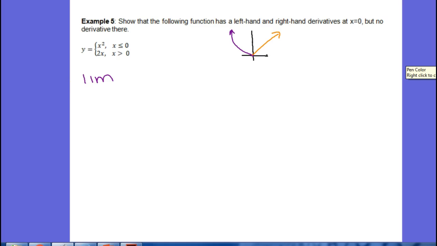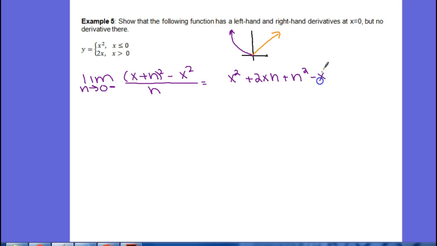So we have the limit as h approaches 0. This is going to be from the left. So how are we going to write it out? Okay, you can do x plus h squared minus x squared all over h. That's x squared plus 2xh plus h squared minus x squared all over h. The x squareds cancel, and h cancels.